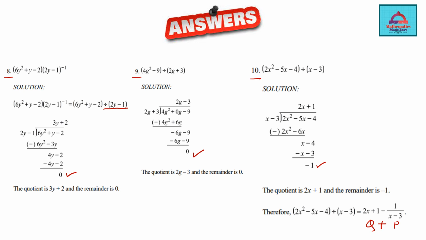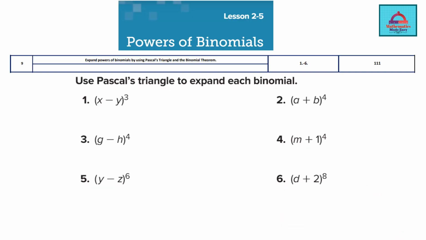plus the remainder divided by the divisor, which is x minus 3. So this is the quotient, this is the remainder, minus 1, divided by x minus 3. So what is this called? This is called the division algorithm that gives you this solution.